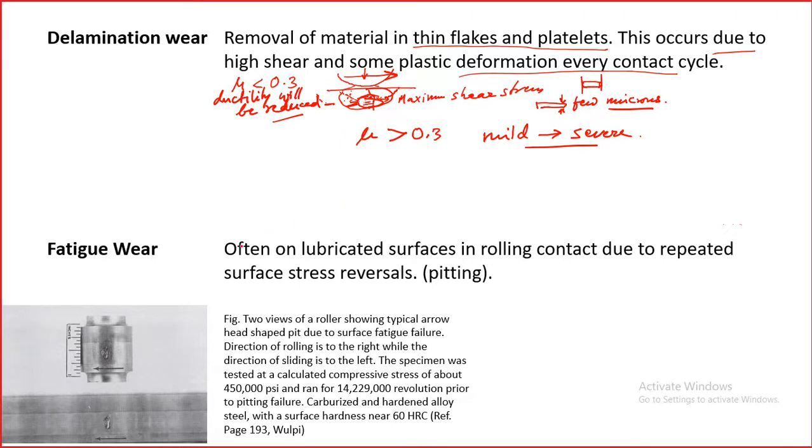So the second one is fatigue wear. Fatigue wear is also very similar in mechanism to delamination wear, but here the stresses are much higher, and this happens in rolling contacts. So in the rolling contacts, again the same mechanism because of the contact pressure.